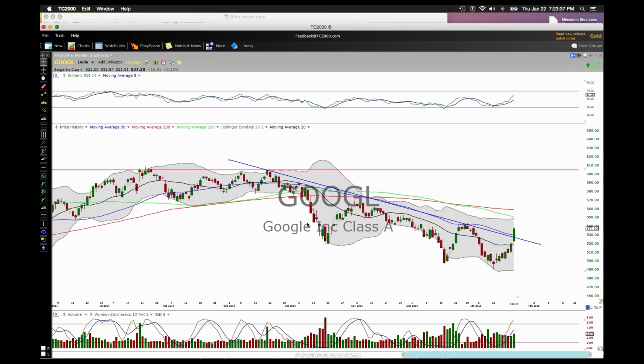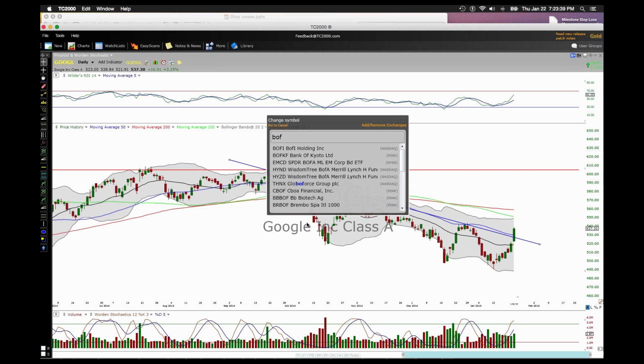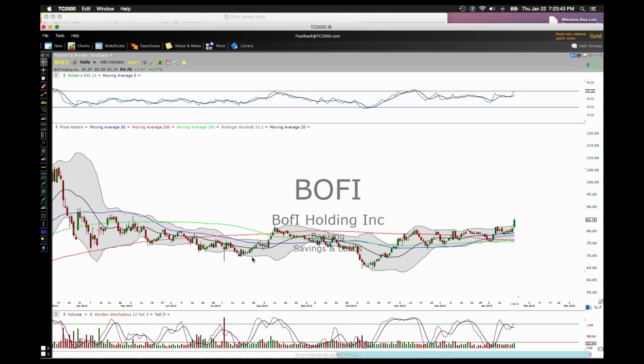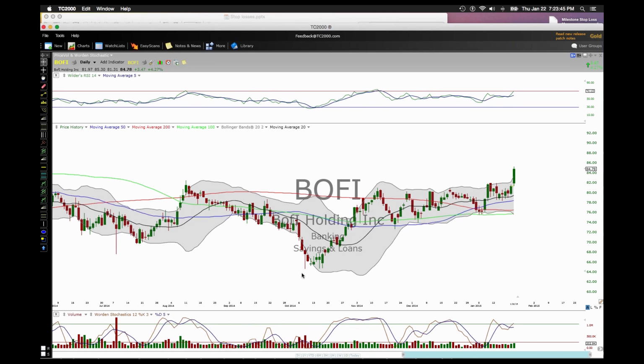Let's swing it over to BOFI. A nice consolidation chart, nice and relaxing, nothing spectacular. So BOFI really took a hit over here, okay, in October. It really came down. Okay. So this was an opportunity, a purchase opportunity.